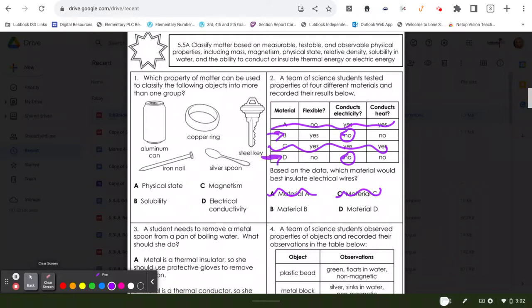Both of them would insulate, but it says insulate electrical wires. So we want it to be flexible. So it's going to be B. Does that mean that D wouldn't be a good insulator? No, but that's not what it's asking for. It's asking which one's going to insulate the wires the best. So we're going to stick with B.